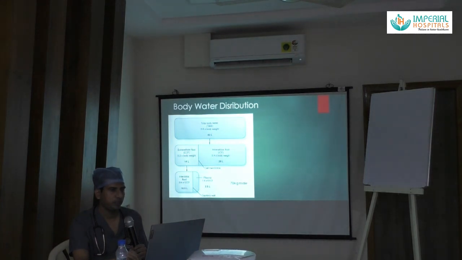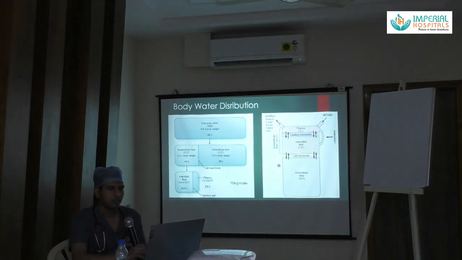So in physiology, the body water distribution: if you take a 70 kg adult male, 42 liters will be the total body water. It is again distributed into intracellular fluid and extracellular fluid, like 40% in the intracellular space and 20% in the extracellular space. Again, extracellular space is divided into plasma and interstitial fluid. Plasma is the intravascular space, which consists of around 3.5 to 4 liters, and interstitial fluid, which consists of around 10.5 liters.